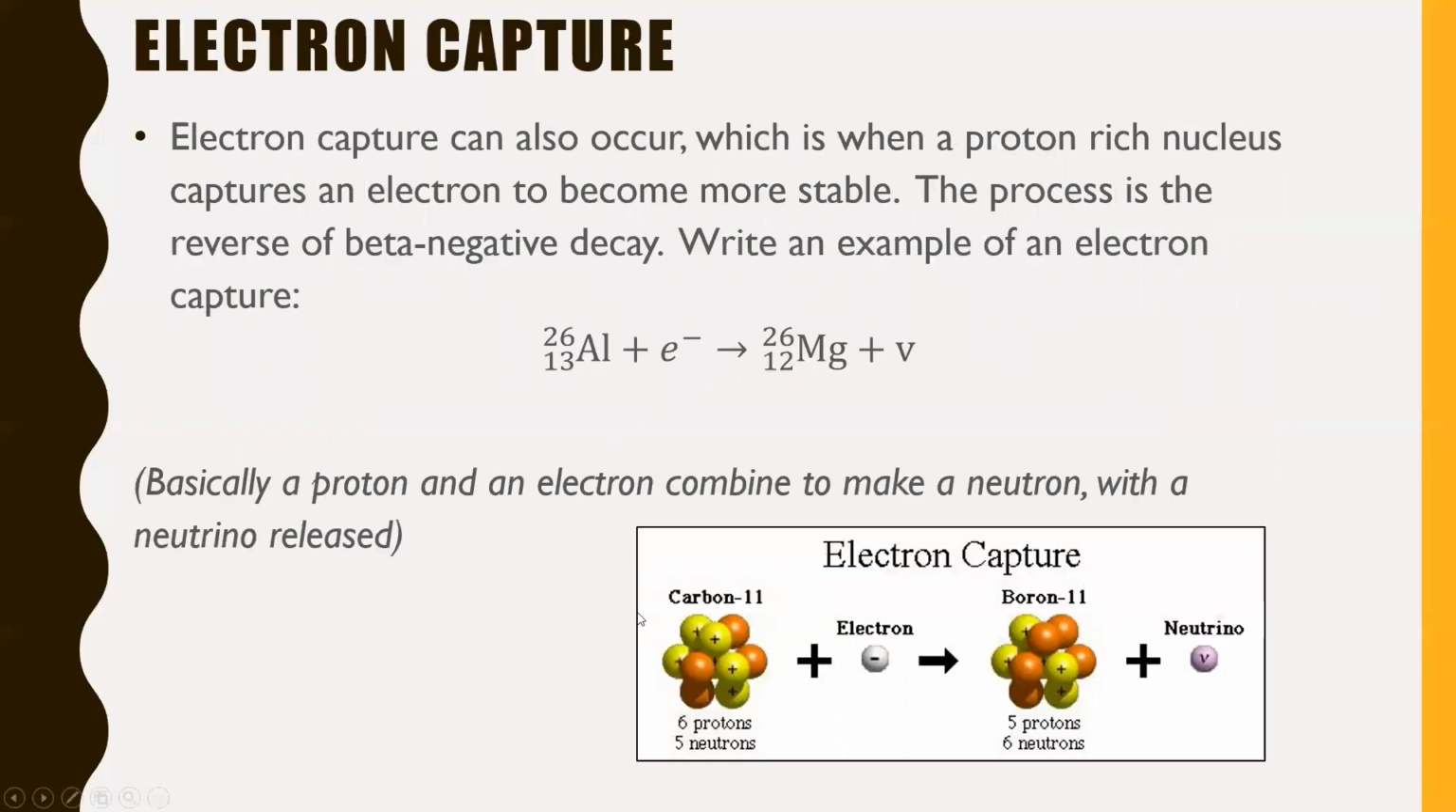Okay, here we go. Electron capture. Electron capture can also occur, which is when a proton-rich nucleus captures an electron to become more stable. The process is the reverse of beta negative decay. Write an example of electron capture.